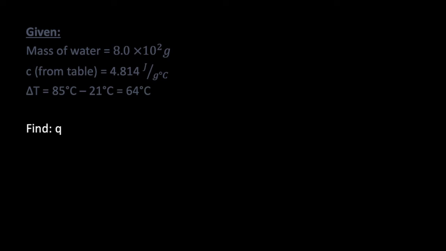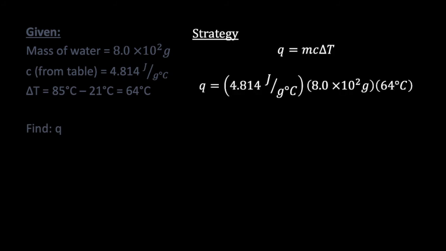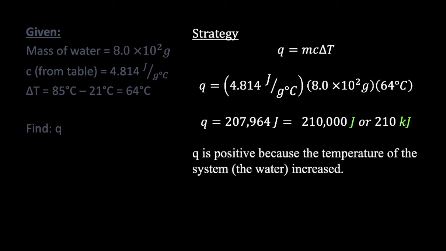Now we have to find Q. Well, we're just going to use our rearranged equation, Q equals MC delta T. And we will put our numbers in, and when we crunch our numbers, we end up with 210,000 joules. This is a pretty big number, so we'll convert it to 210 kilojoules. Now, Q is positive because the temperature of the system, which in this situation is water, increased after it was heated.